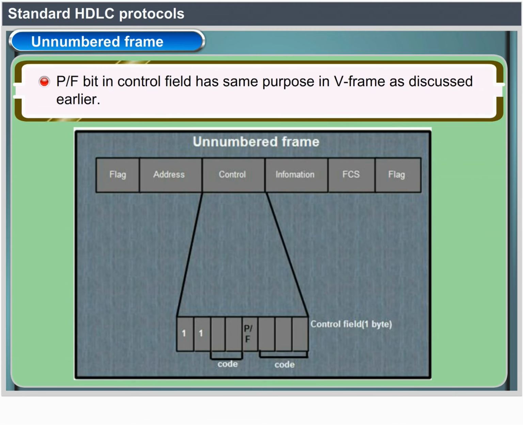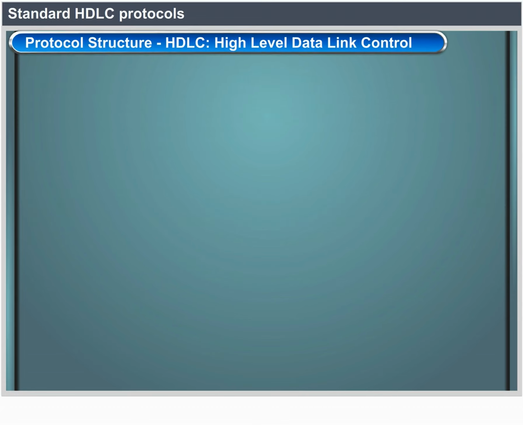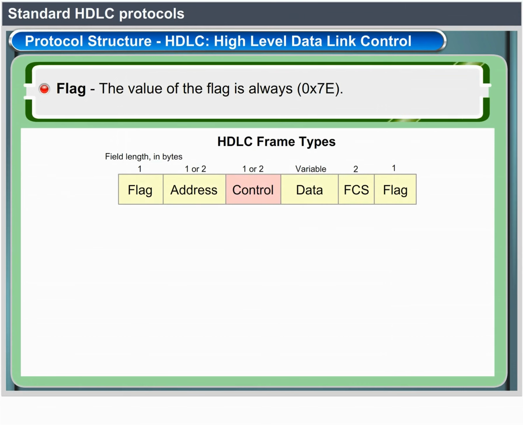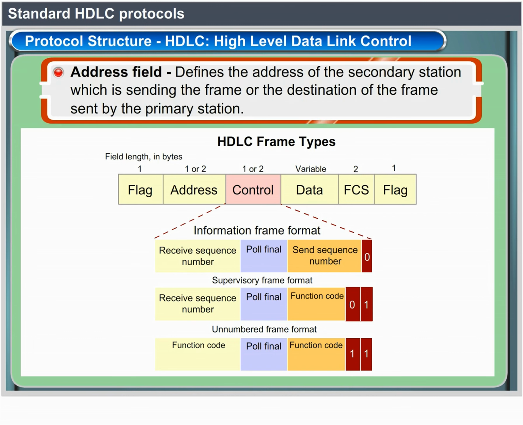Protocol structure: HDLC, High Level Data Link Control. Flag. The value of the flag is always 0x7E. Address field defines the address of the secondary station which is sending the frame, or the destination of the frame sent by the primary station.